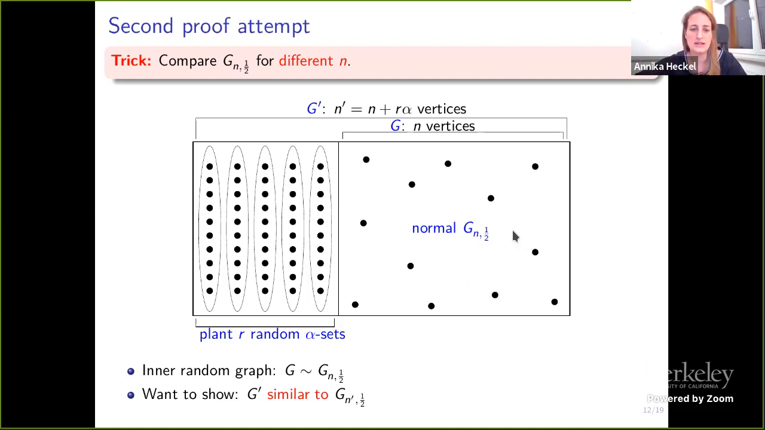Now, what we have here, outside of these random alpha sets, is just a normal G(n,1/2), so that's fine. What we want to show is that the outer thing, where we've planted these R random alpha sets, is sufficiently similar to a G(n',1/2). It's not exactly a G(n',1/2) because we have planted the alpha sets, but the idea is if we don't plant too many of them, hopefully it's still going to be basically indistinguishable from a normal G(n',1/2).